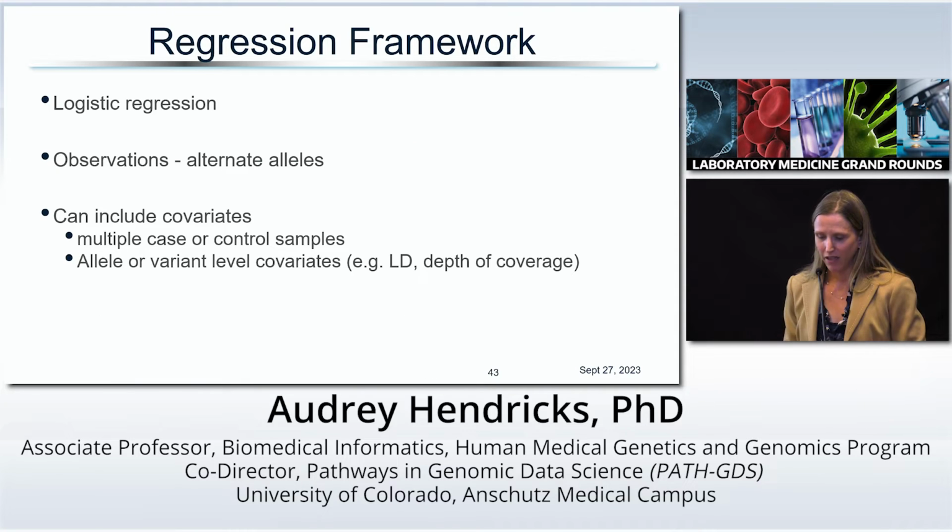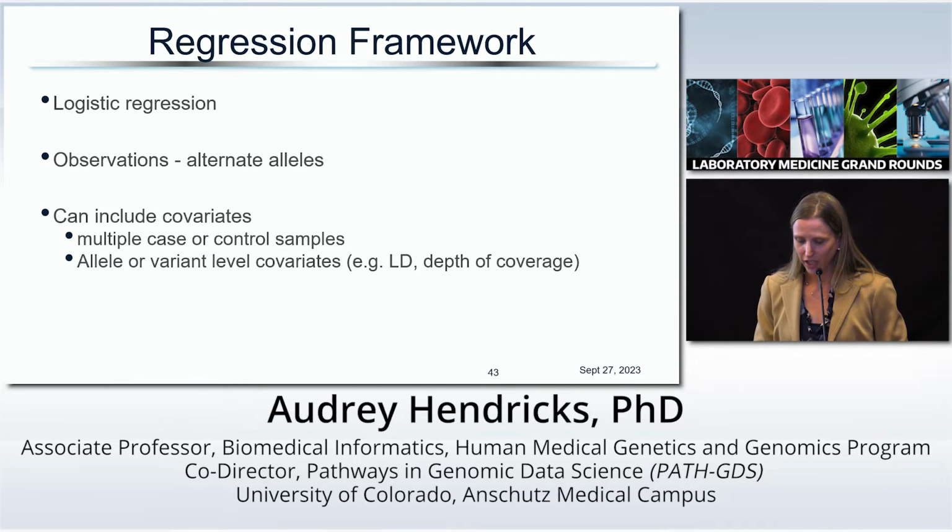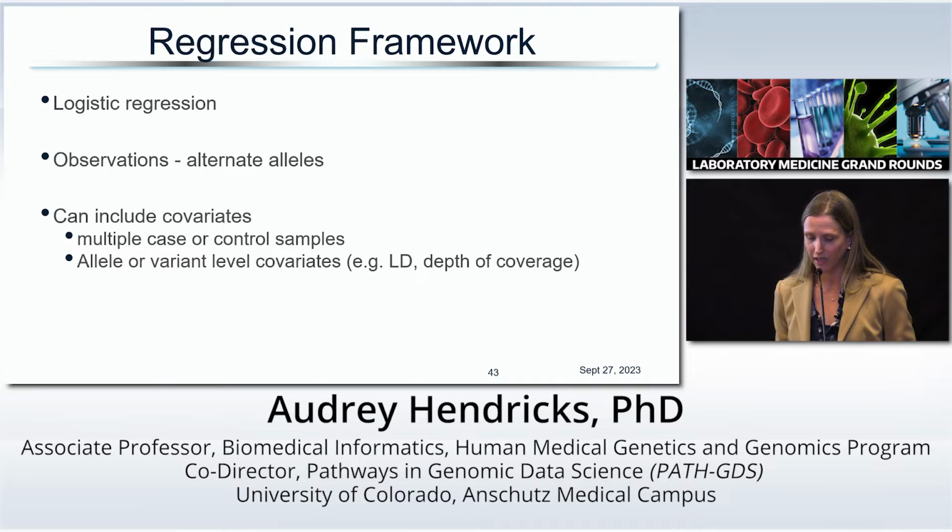So that's what we did. We put ProxyCat into a logistic regression framework. Again, a little different from what you would usually do. Our observational units are alternate alleles, not individuals. And this opens up a lot of possibilities, including multiple case or control samples and allele or variant level covariates.